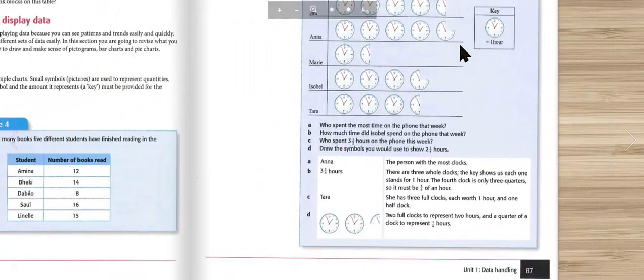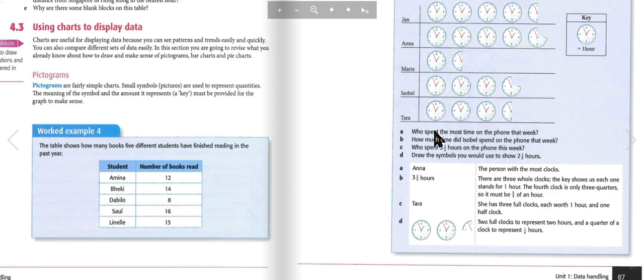Question 8. Who spent the most time on the phone that week? How much time did Isabel spend on the phone that week? Who spent 3.5 hours on the phone this week? Draw the symbols you would use to show 2.25 hours.